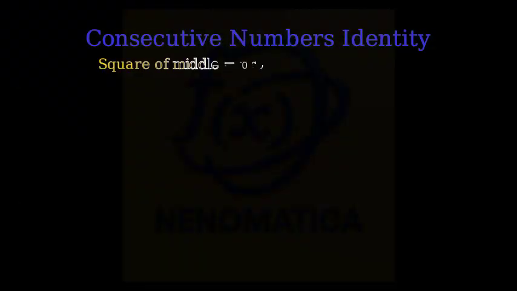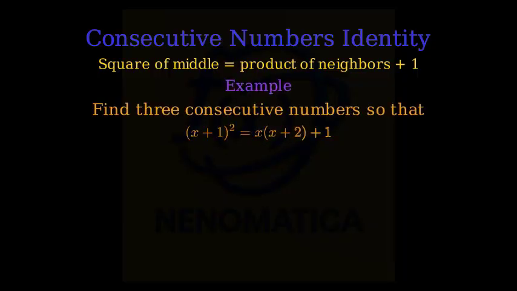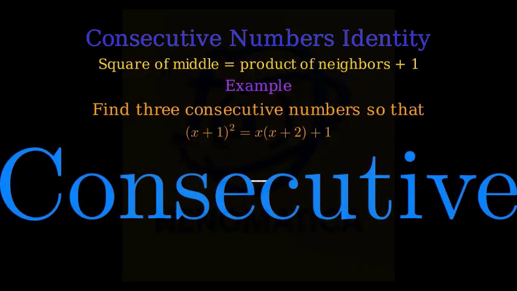In this example, we will find 3 consecutive numbers that satisfy a special property, that the square of the middle one is exactly one more than the product of the other two. Problem: find 3 consecutive numbers so that the square of the middle number is one more than the product of the other two numbers. Let the first number be x. Then the 3 consecutive numbers are x, x plus 1, and x plus 2. We will place them on a simple number line to anchor the idea of consecutive spacing.